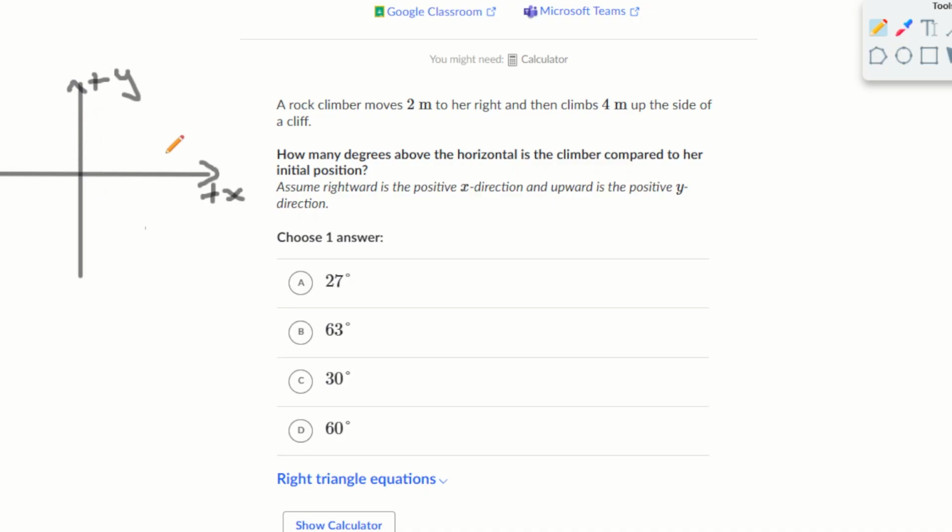So now that we have our y and x axes, we can go back to the problem and take the certain information we need. So let's just make this our positions. A rock climber moves 2 meters to her right and then climbs 4 meters up the side of a cliff. So right here we have 2 meters to the right and then it goes up 4 meters. So let's say 2 meters and this goes up 4 meters. How many degrees above the horizontal is the climber compared to her initial position? So you might be wondering, what can we do with this information?